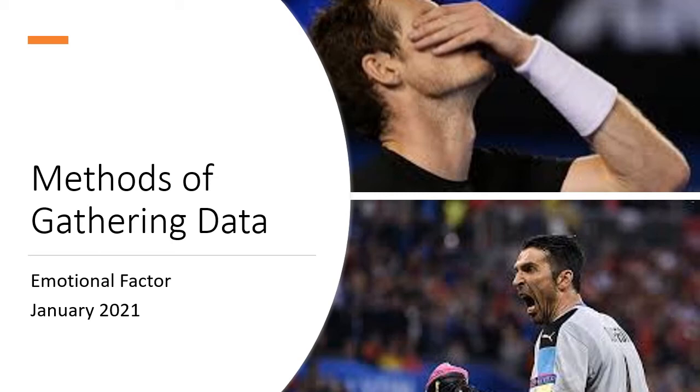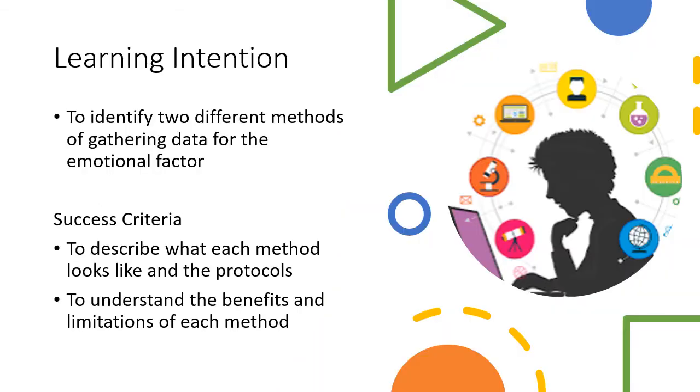This week we're going to look at methods of gathering data for the emotional factor. The key aim of today's lesson is to identify two different methods of gathering data for the emotional factor. So we'll be looking at the POMS test, which is the profile of mood states, which is also another questionnaire, and we're also going to refer back to the performance profiling wheel.